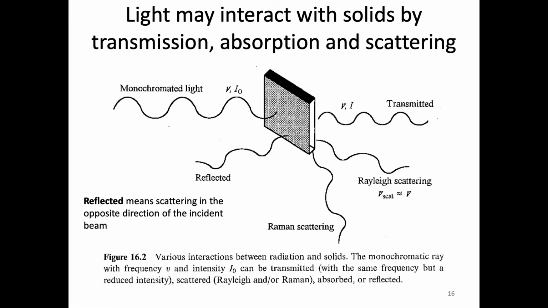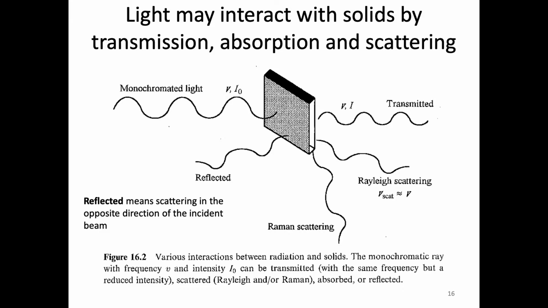And we can also have scattering. The light can interact with features within the ceramic or solid in such a way that it is scattered in different directions. There are different types, Rayleigh scattering and Raman scattering, but effectively it just means that there's some type of change to the wave, either amplitude or phase, happening with scattering.